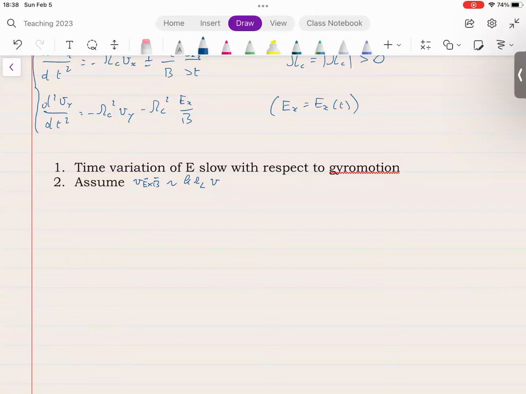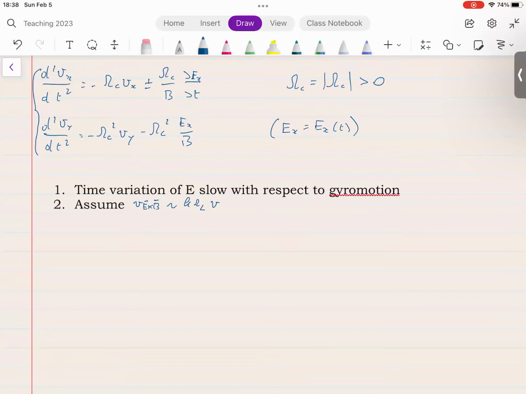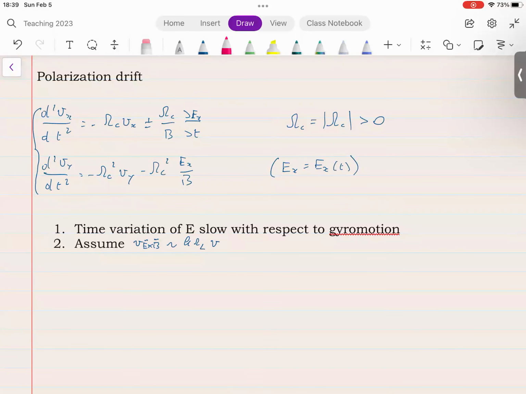Then this may take a little convincing, but you should be able to see that the second term on the right-hand side of my equation on top is actually second order in this expansion parameter. This hopefully will be clear.